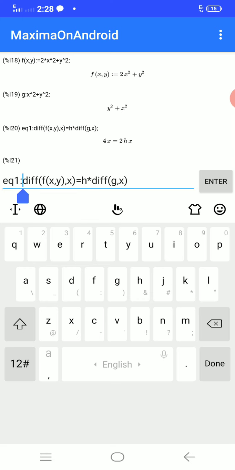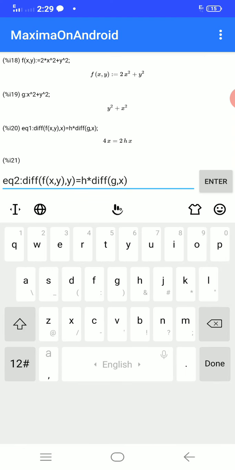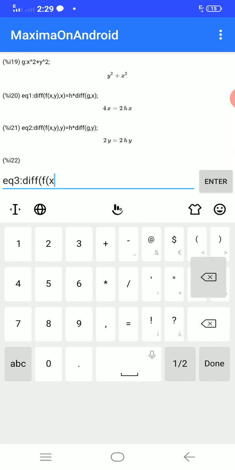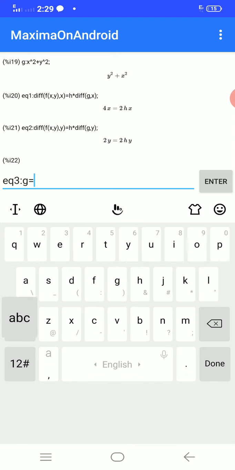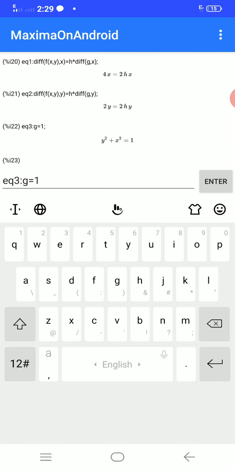Next, the second equation, so we use eq2: differentiating f of x, y with respect to y is equal to h star differentiating g with respect to y, then enter. So we get the second equation. Next, the third equation, g is equal to 1, then enter. So we get the output x squared plus y squared is equal to 1.